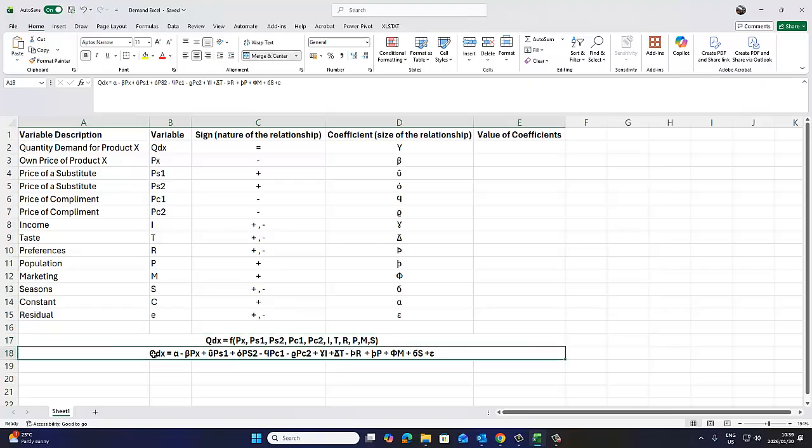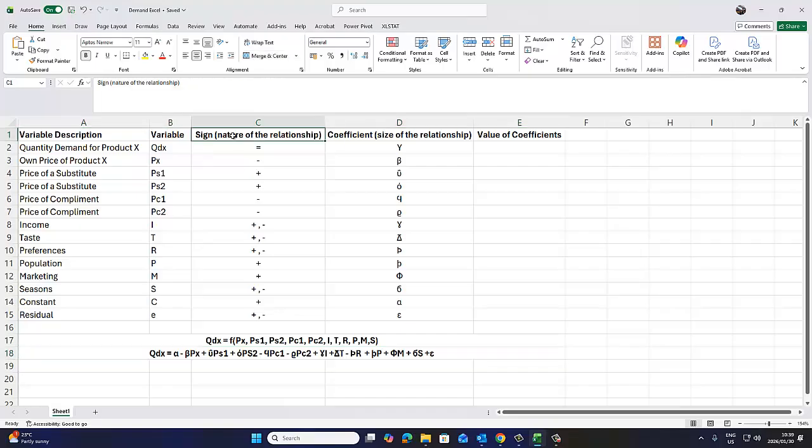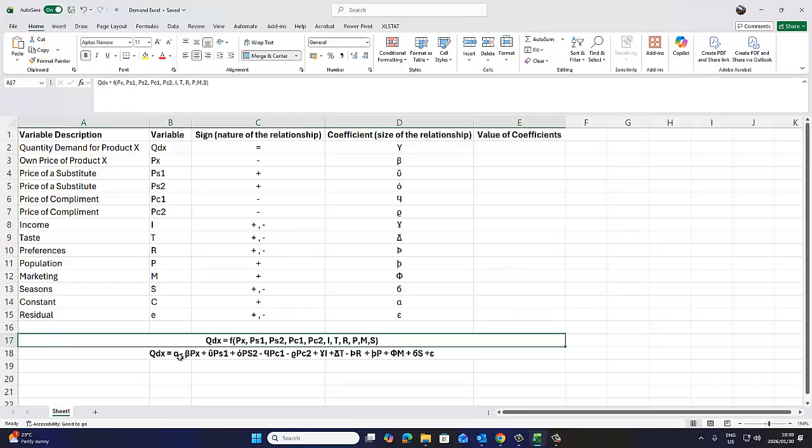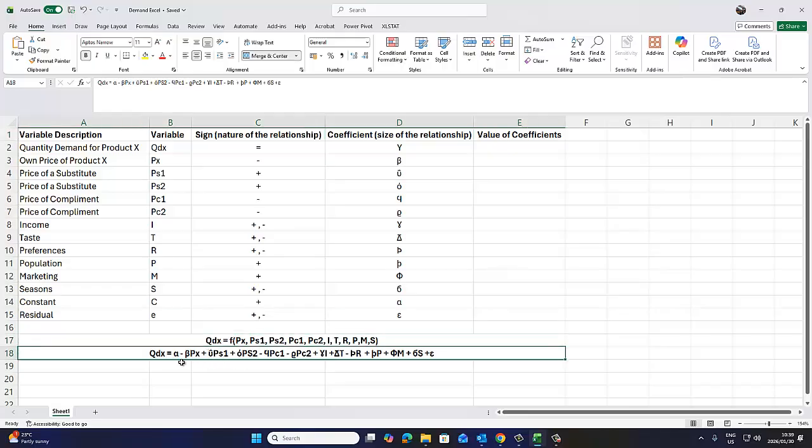Then from our function, we go into the equation, meaning we conceptualize each variable in terms of its sign and its coefficient. So alpha is now included here. We don't include it in the function, but we include it in the equation, which is a constant, meaning if everything is 0, what is the demand? If price of X is 0, if price of etc. If that's all 0, what will be the demand? That demand will be alpha.